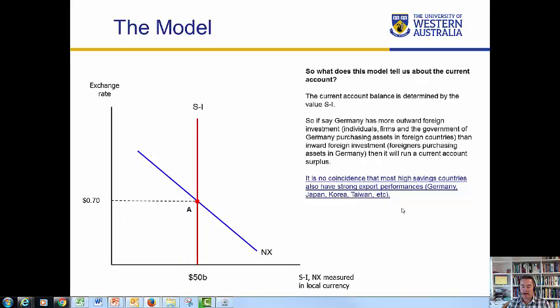And part of the reason for the ability of both Germany and Japan to export manufactured products, whereas in Australia, the US and the UK, I'm talking generally now, to a large extent we're not as good as Germany and Japan at producing and exporting manufactured goods. A large reason for that is the savings rates relative to investment in Germany and Japan versus Australia, the UK and the US.